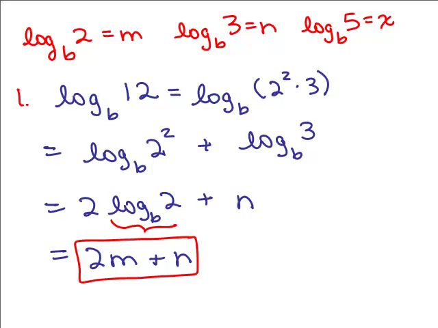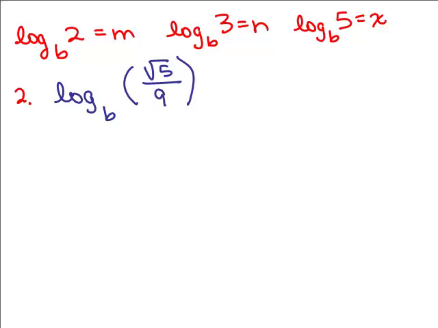All right, let's do another problem. Why don't you put the video on pause and see if you can do this one on your own first. All right, what do we have here? Well, this is division. It's a quotient, so we could use the quotient property to begin and write that as the log base b of the square root of 5. Now, how should I write square root of 5? How about 5 to the 1/2. We want to use exponents instead of radicals, minus the log base b of 9.